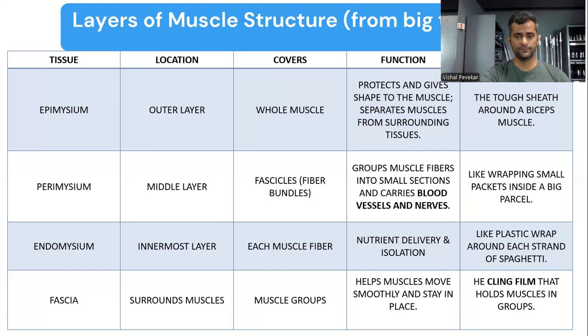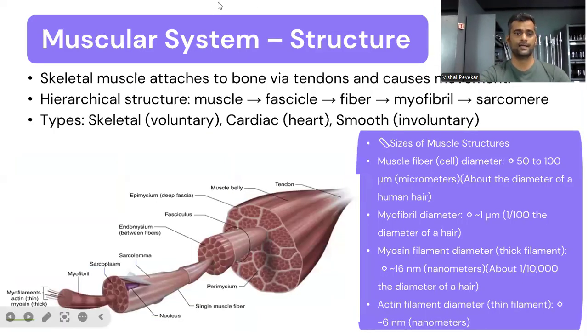So going further, if you see hierarchy-wise, your muscle is actually attached to the bones through your tendon. The tendon is basically a cord-like structure which helps attach the muscle to the bone. It is quite strong. The problem with it is that it lacks blood supply.